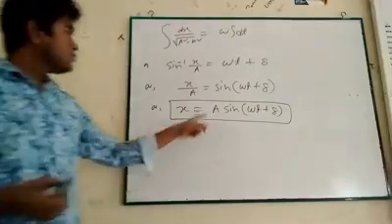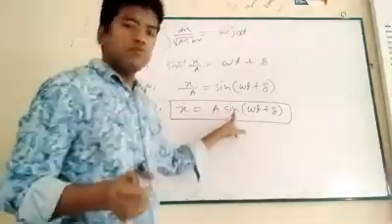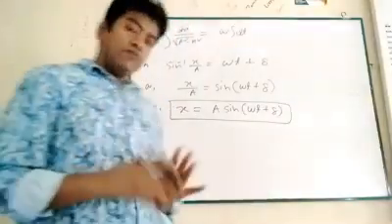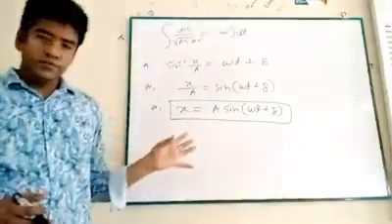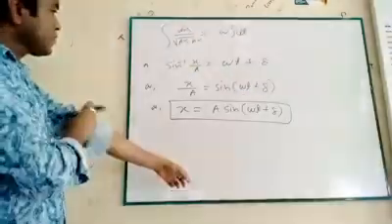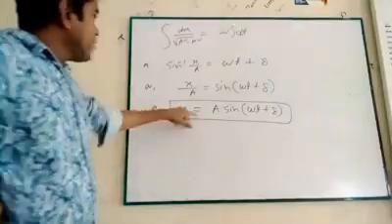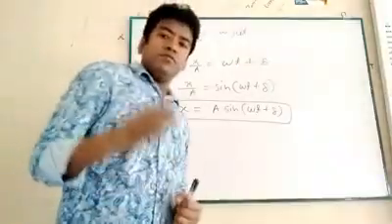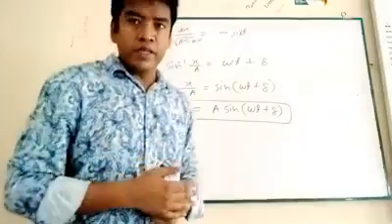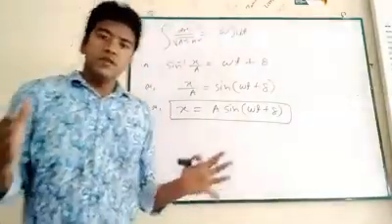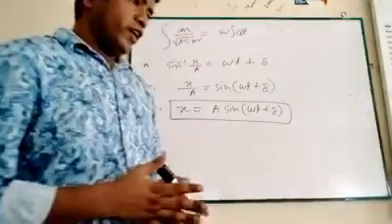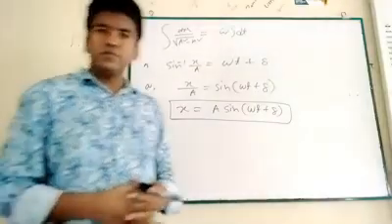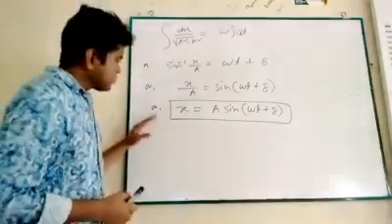If we took the negative sign, we would get x equal to a cos(omega t plus delta). Okay, you can solve it at home. Now, by using this equation, we can find out the equation of velocity and the equation of acceleration, and we can apply these equations to solve our problems.